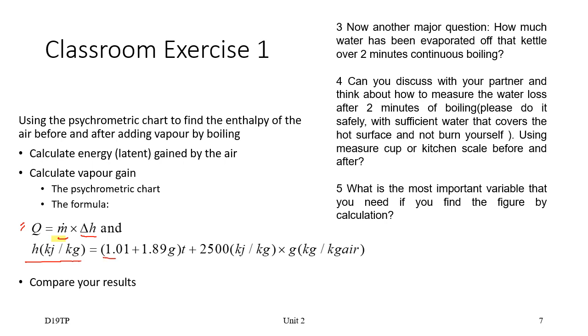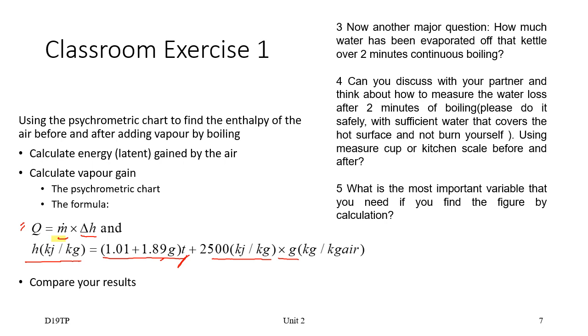And it has 2 components. One is sensible, which you can see is associated with temperature change. This 1.01 is for dry air, and 1.89 is for the moisture content. So this becomes the moisture. The moisture itself, if the temperature changes, also stores energy. The next one, remember this, is the heat of evaporation multiplied by moisture content. So this will be latent heat.